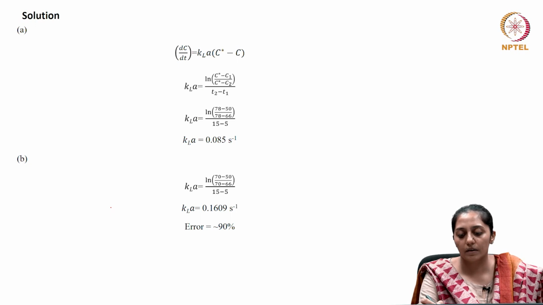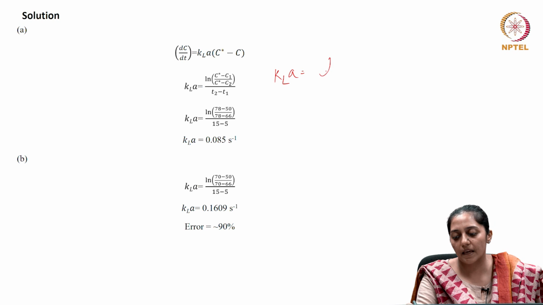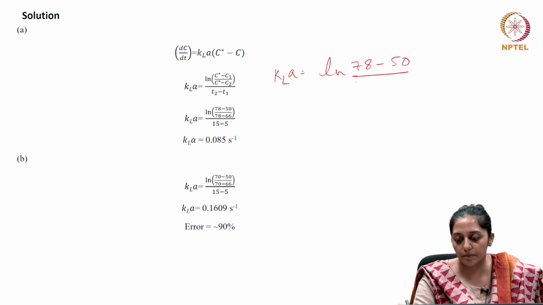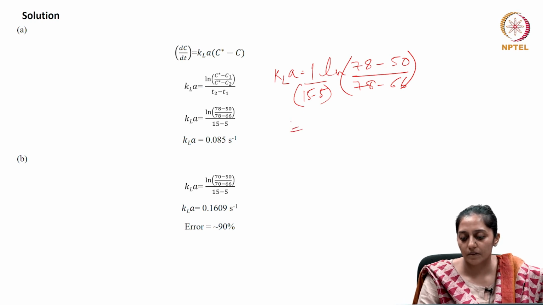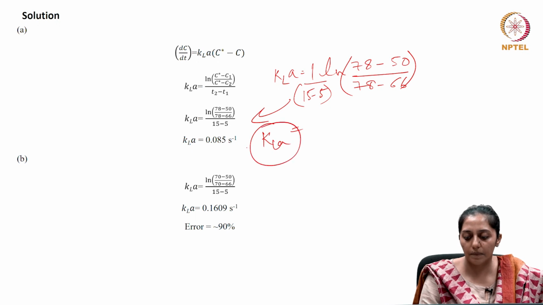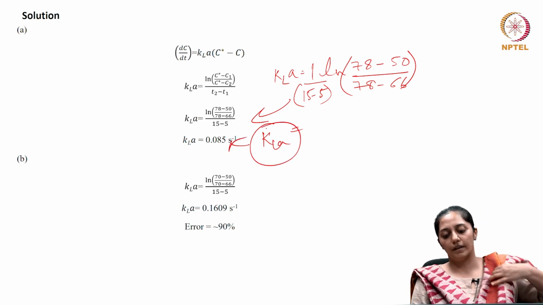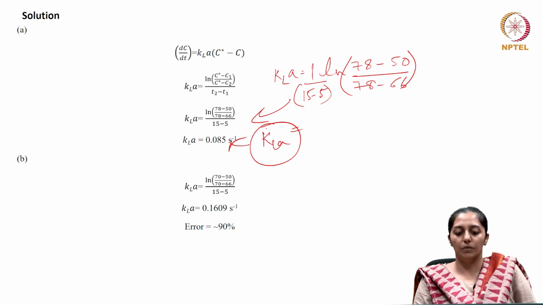So, this is what has been done. KLa will in turn become ln of (78 minus 50) divided by (78 minus 66), divided by (T2 minus T1). So, this is what is given here. So, our KLa value can be obtained as 0.085 second inverse.